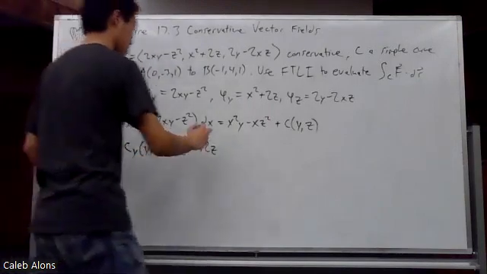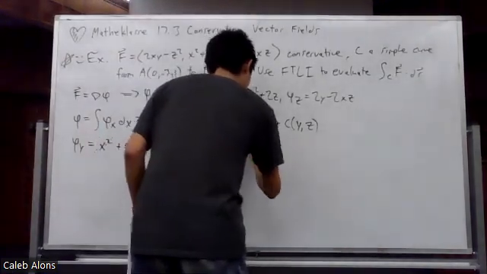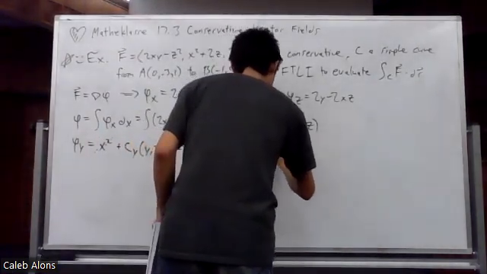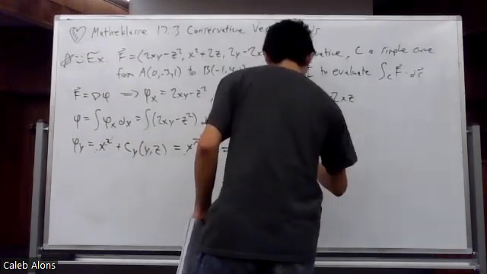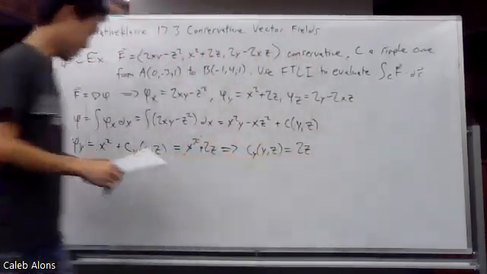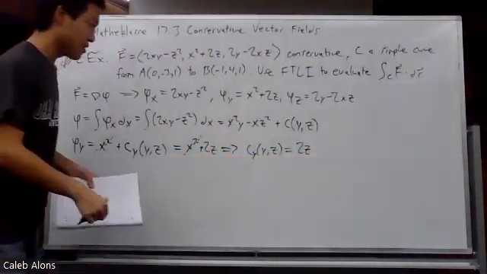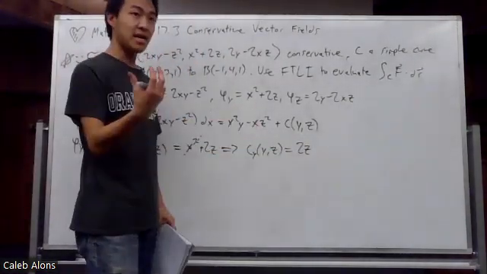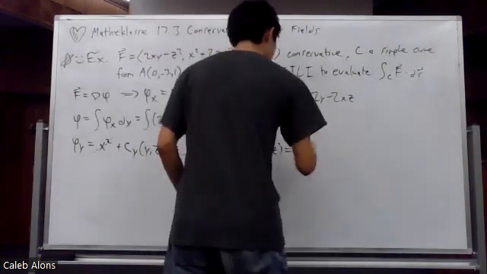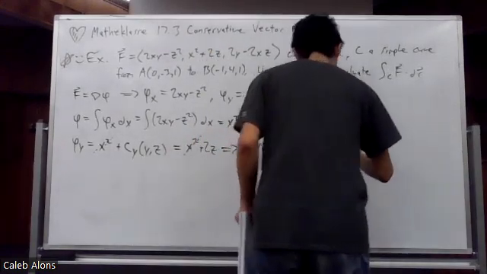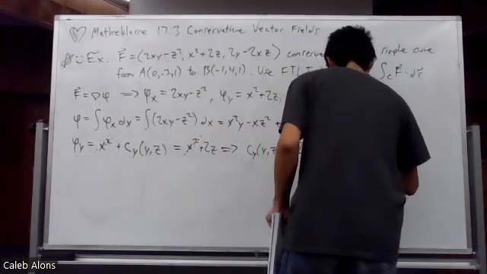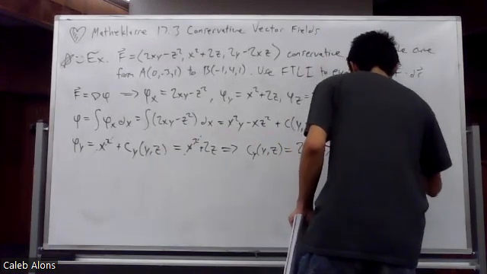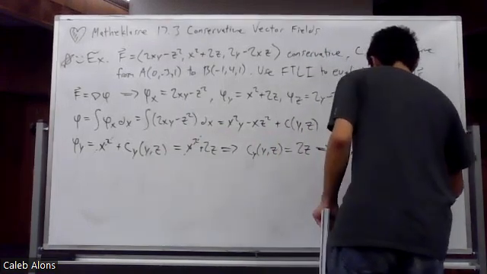Alright, so that tells us that c_y of y and z is equal to z. Okay, and so now, since this is partial with y, let's try to get back to what c actually is. Then c of y z is the integral of 2z.